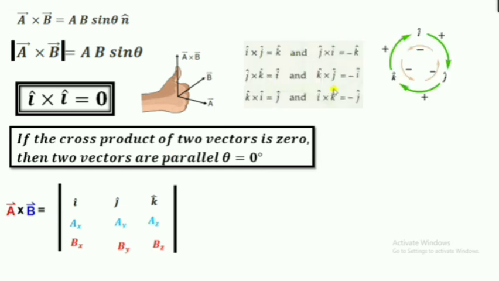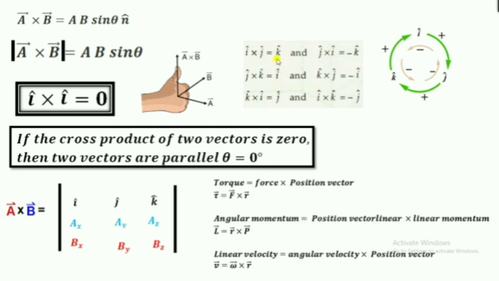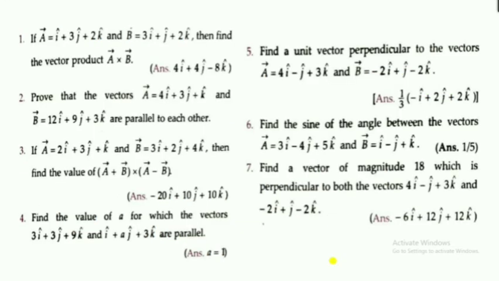And this is how we remember the cross product of i, j and k, and these are the real life examples. So torque is the cross product of position vector and force. Angular momentum is the cross product of position vector and linear momentum. Please cut this linear, by mistake I have written one more linear. And linear velocity is the cross product of angular velocity and position vector. So these are the examples of cross product. So these are the questions you can try.